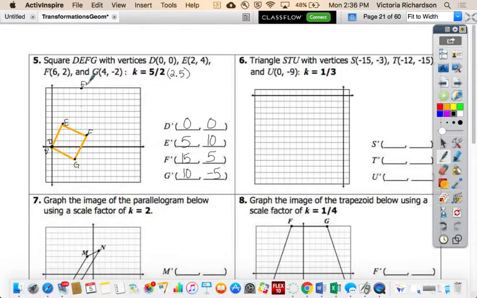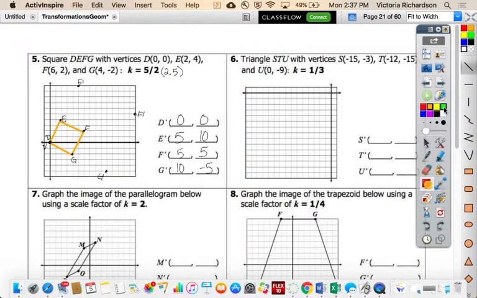15, 5. So 1, 2, 3, 4, 5, 6, 7, 8, 9, 10, 11, 12, 13, 14, 15. Up 1, 2, 3, 4, 5. That's F prime. And then 10, negative 5. So over 1, 2, 3, 4, 5, 6, 7, 8, 9, 10. Down 1, 2, 3, 4, and 5. And that is G prime. Now I connect my new points.